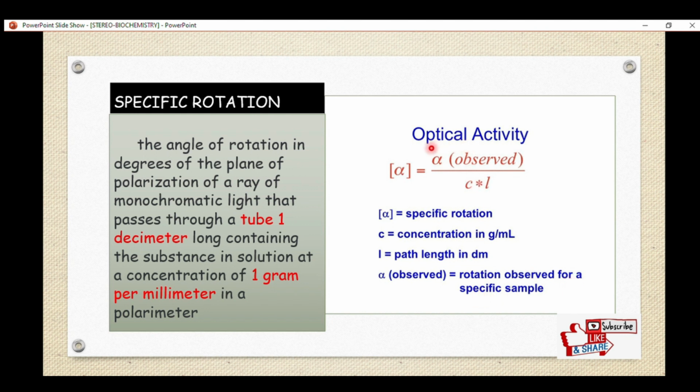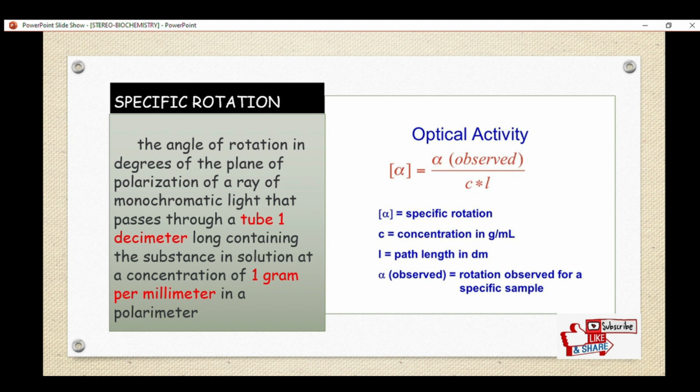So this is optical activity. That's how we measure optical activity of a solution or any solution. Remember the concentration is in gram per mil, and the length is in decimeter, and the angle is measured in degrees. So take notes of those measurements and the units as well.